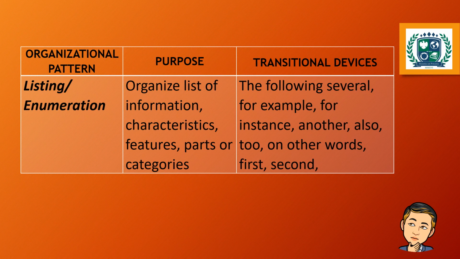Organizational pattern, listing or enumeration. Purpose. Organized list of information, characteristics, features, parts, or categories. Transitional devices: the following, several, for example, for instance, another, also, two, in other words, first, second.